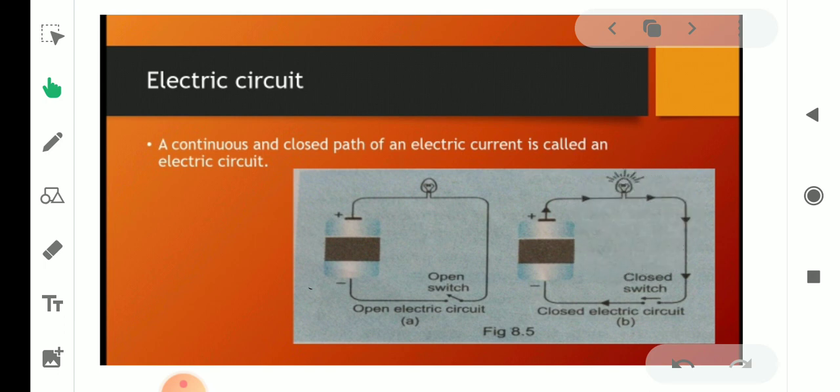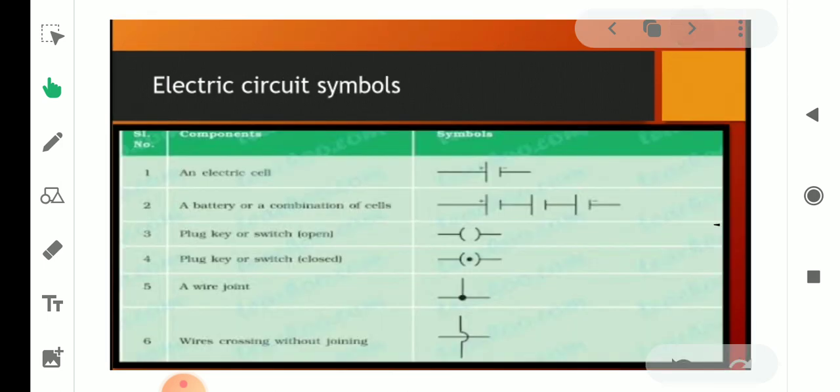Yeah, so here directly the battery is drawn to represent the circuit. So now let us study how to denote it with the help of a symbol. The symbol of a battery, or the symbols of the different components which we are going to study. Electric circuit symbols: there are different components which are present.